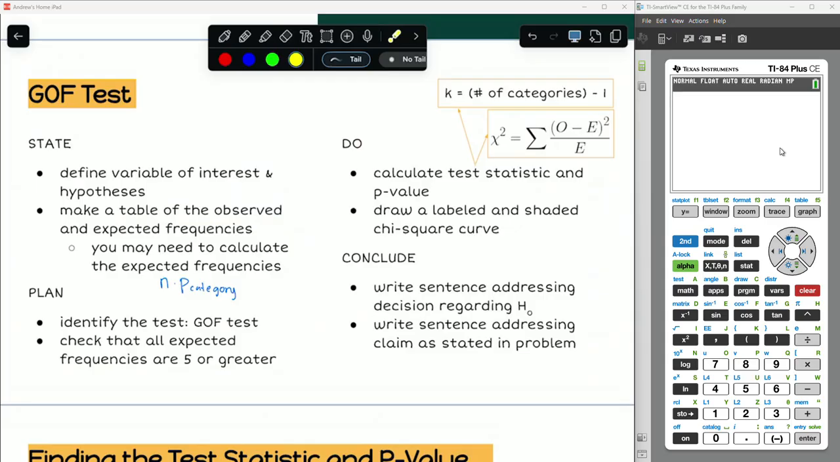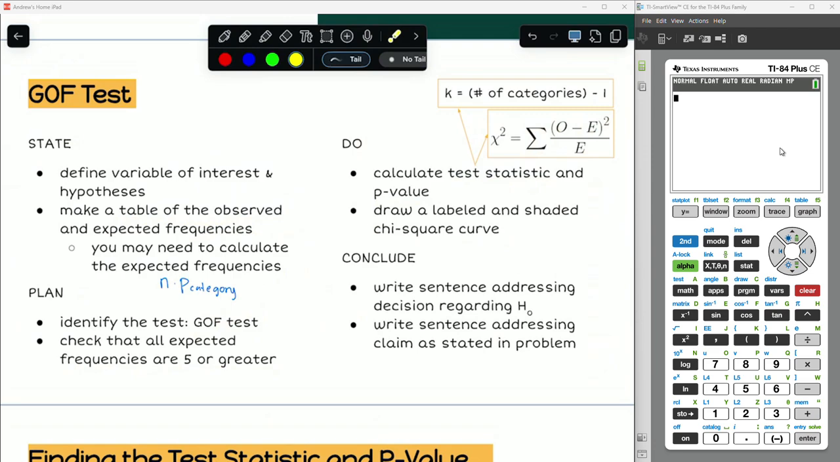For goodness of fit tests, where I'm looking at a single categorical variable, my degrees of freedom is the number of categories minus 1, not my sample size minus 1. That is important to keep in mind. That means that my k, my degrees of freedom, is going to be small, because I shouldn't be looking at situations where I have more than about 4 or 5 categories.